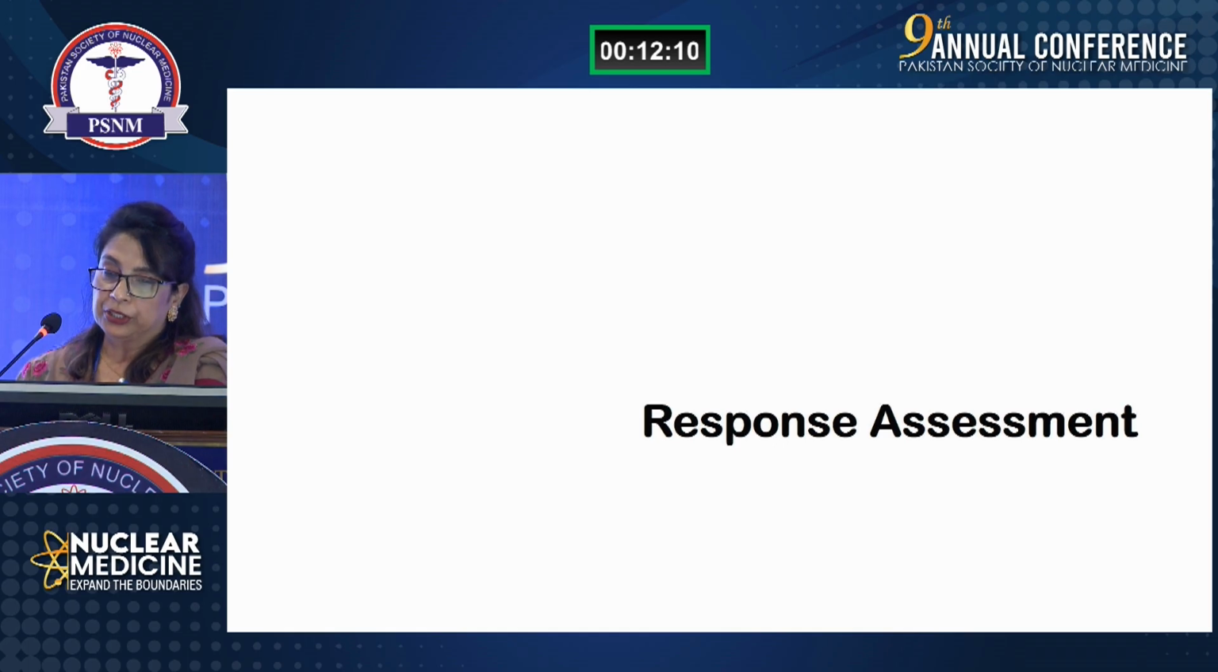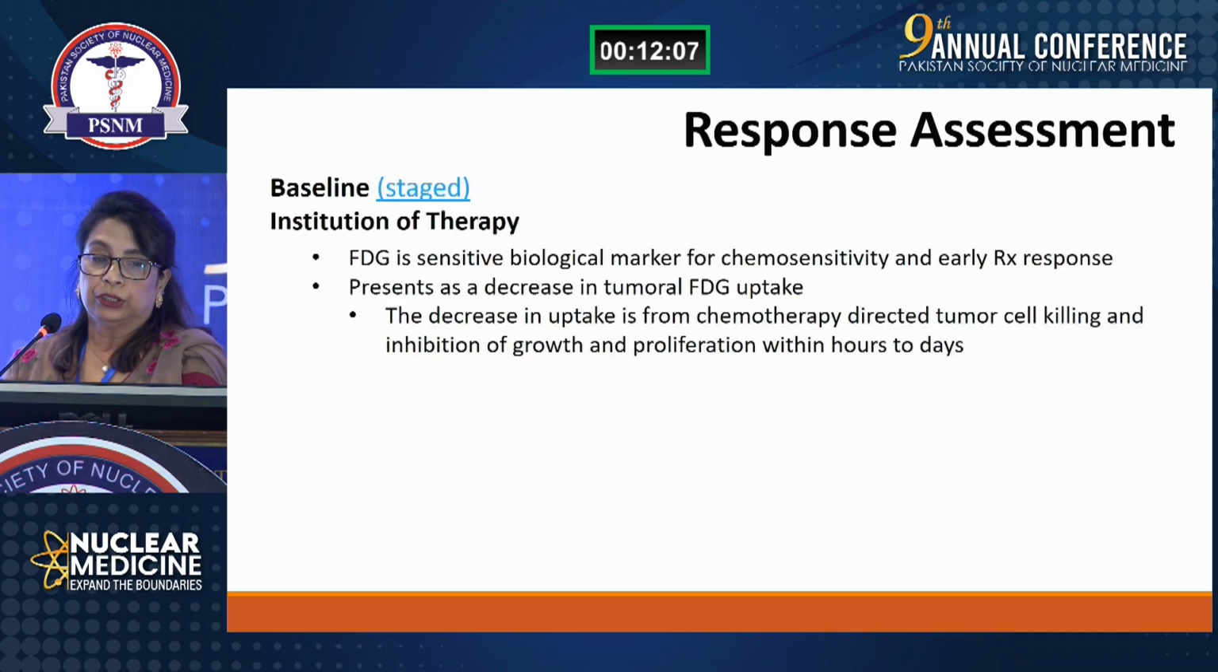So now the response assessment in the lymphomas. Firstly, you have to do a baseline scan to the stages that I showed, and then when there is an institution of therapy, FDG is a sensitive biological marker for chemosensitivity and early response to treatment, and presents as a decrease in tumoral FDG uptake. The decrease in uptake is from the chemotherapy directed to the tumor, killing the tumor cells and inhibiting growth and proliferation within hours to days. It is primarily done at 2 points in time, the interim imaging and the end of treatment.